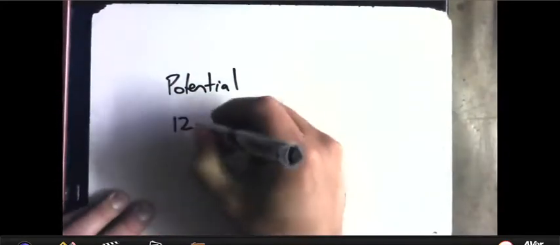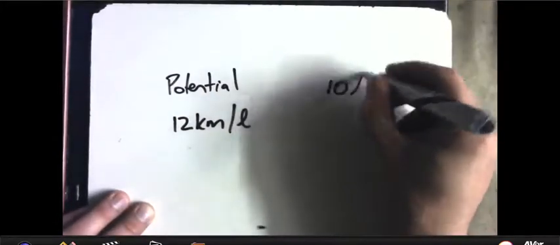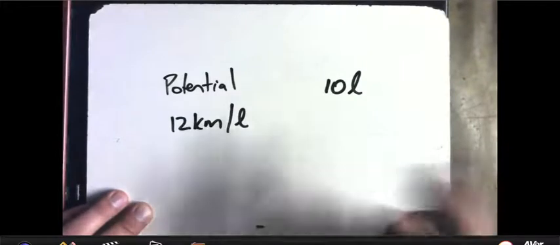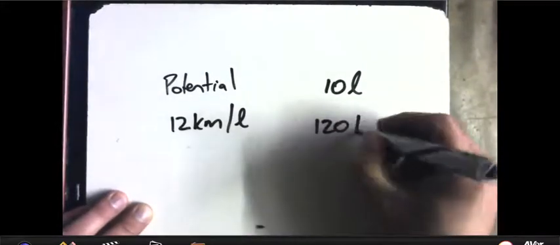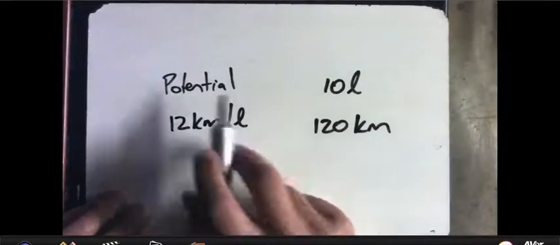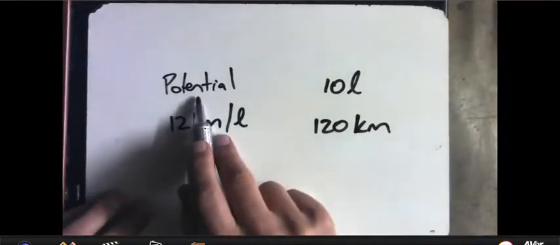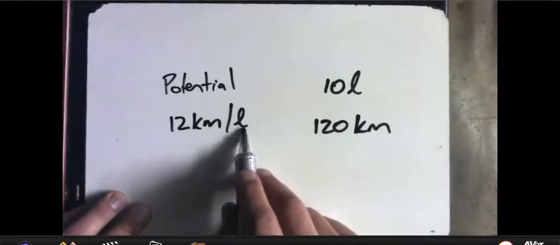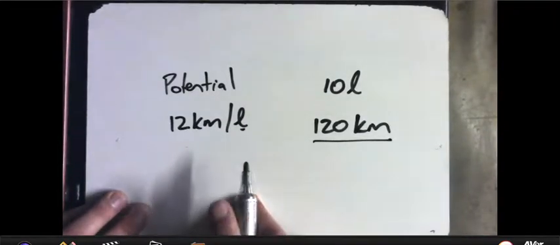Okay, so just to emphasize and explain this bottom part again, we are basically going to use a very easy example. My car has the potential to drive 12 kilometers per liter. But if I have 10 liters, then my actual distance is 120 kilometers. So this is the potential. But the moment I know how many liters I have, I can calculate the actual distance.